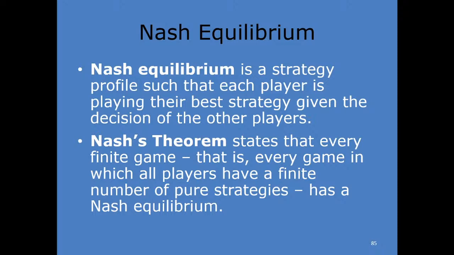Nash's theory states that every finite game, that is, every game in which all players have a finite number of pure strategies, has a Nash equilibrium. By pure strategy I mean the strategies that I do with 100% probability, because there are also mixed strategies where I randomize between two or more strategies, but to simplify, let's consider only pure strategies for the moment. So this is what the theorem by John Nash states. Provided that you have a finite number of strategies, you will find an equilibrium.